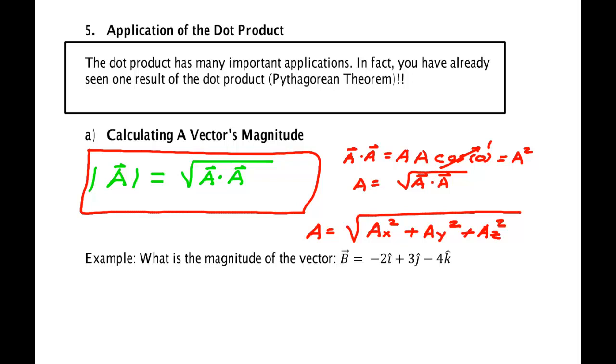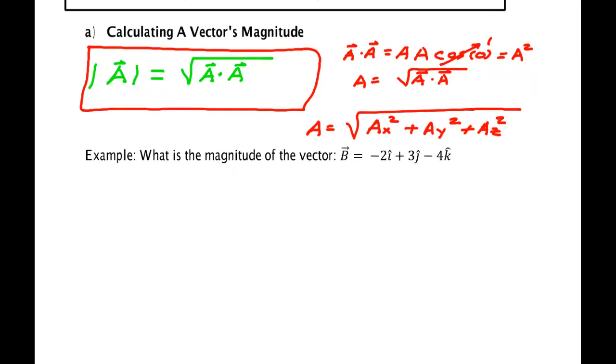Let's show you how that works on one of these. What is the magnitude of the vector who's got a length of minus 2i, 3j, minus 4k? What are we looking at? We're looking at something, if this is x, this is y, and this is z. This thing goes back out 2 units, it goes over this way 3 units, and then it drops back down like this. So it's down underneath this curve.